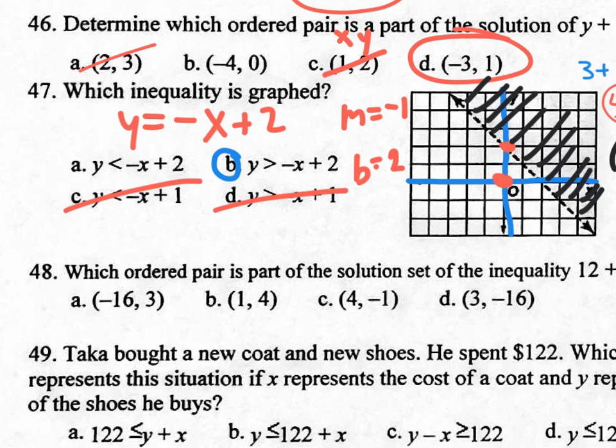So if you test 0 for x, 0 for y, it's going to say 0 is greater than 2, which is false. (0, 0) is not an answer, which verifies that your answers are up here on this side. So option B is the correct answer.